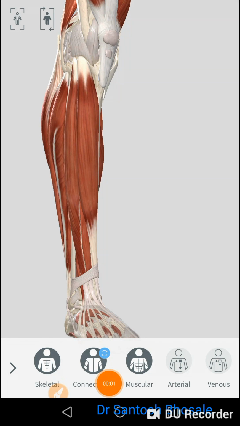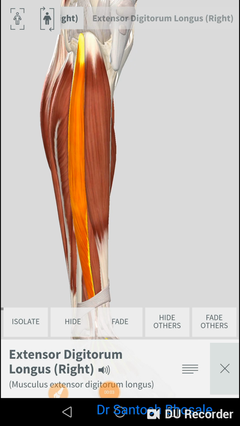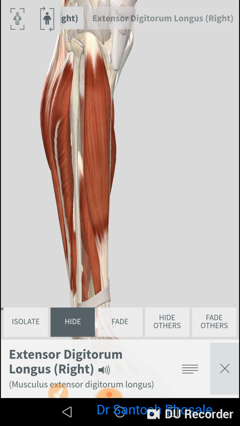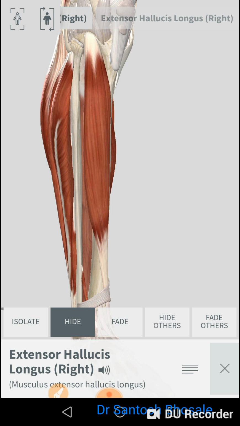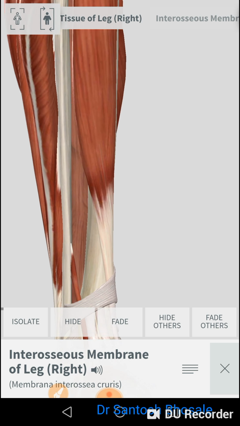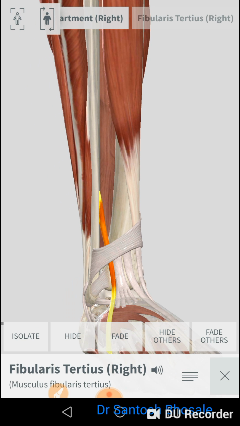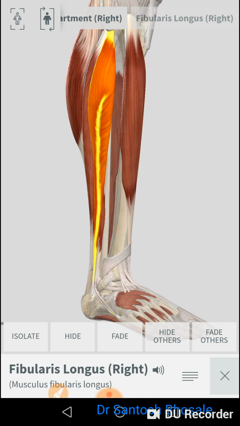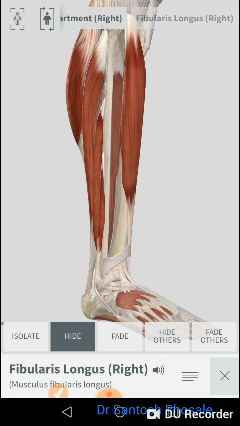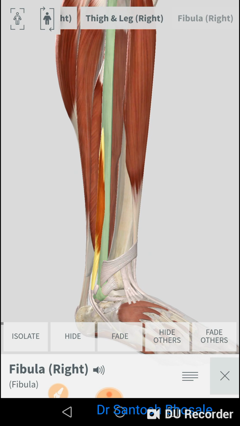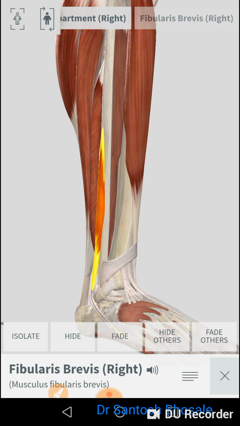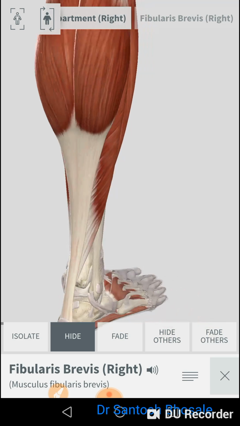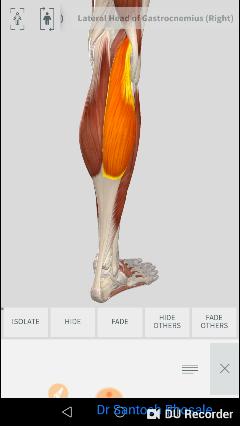Coming to the muscular attachments, you can see the upper 3/4 of the extensor surface gives attachment to extensor digitorum longus, then the medial 2/4 to the extensor hallucis longus, and the lower 1/4 that you can see here gives attachment to peroneus tertius, whereas the lateral surface upper 2/3 gives attachment to peroneus longus, whereas the lower 2/3 gives attachment to peroneus brevis.